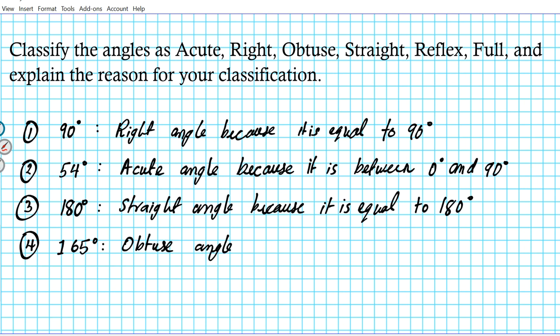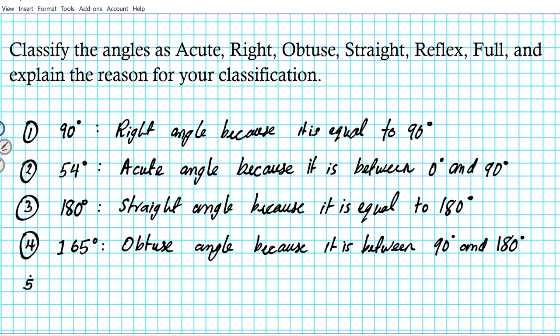And how do we know it's obtuse? Well, because it is between 90 degrees and 180 degrees. Okay, moving right along.